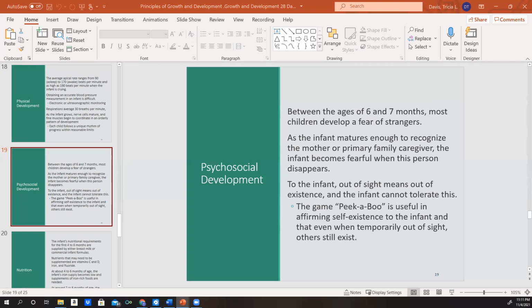Between the ages of 6 and 7 months, most children will start to develop a fear of strangers. So, people they don't see every day. Grandma comes in from Detroit. He hasn't seen her ever. He may not want to smile at her, and he may not want to go to her.